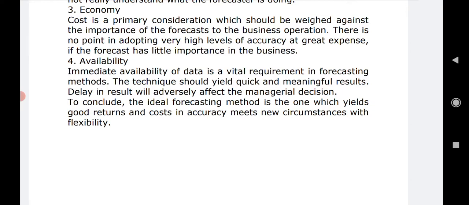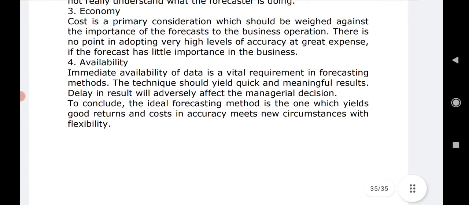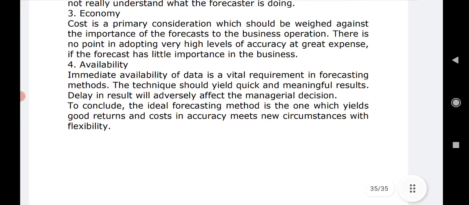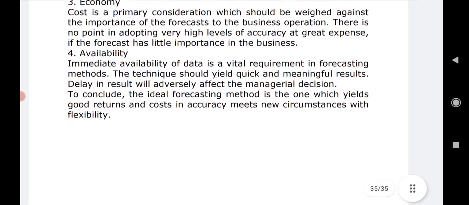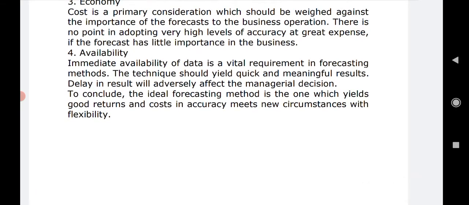The fourth and last one is availability. Immediate availability of data is very important in forecasting. If you can't obtain the data when it is to be used, then the forecasting goes in vain, right? So the technique should yield quick and meaningful results. Any delays may adversely affect managerial decisions.